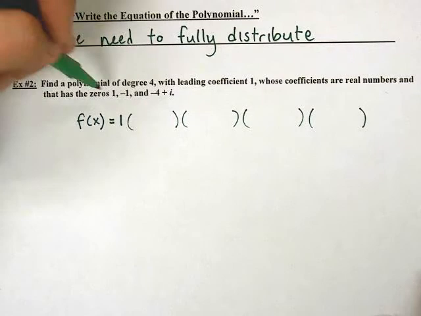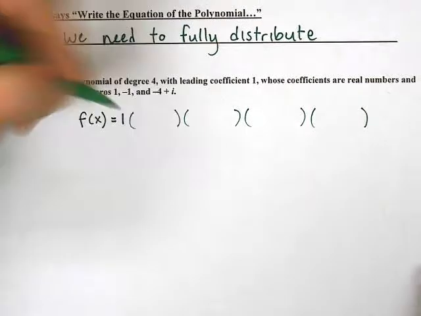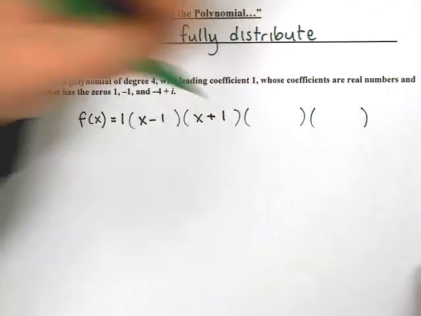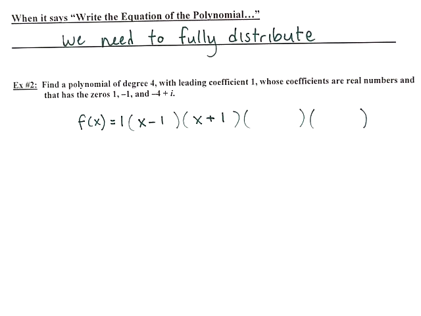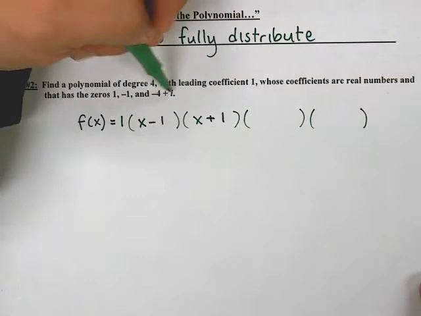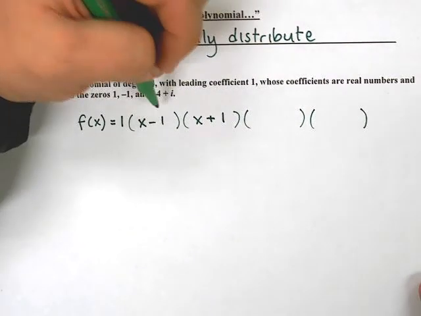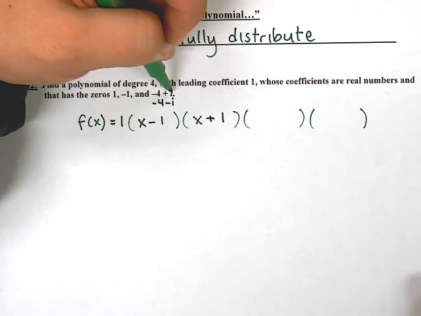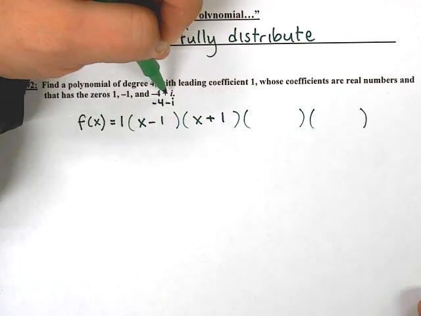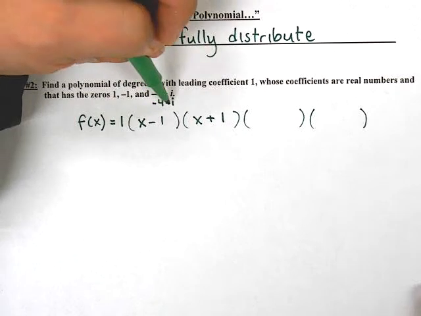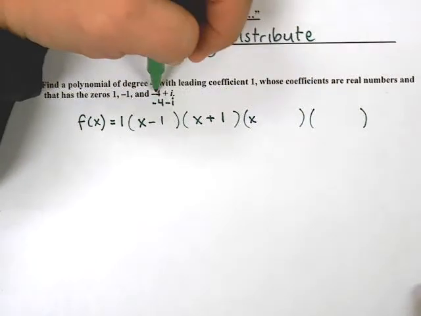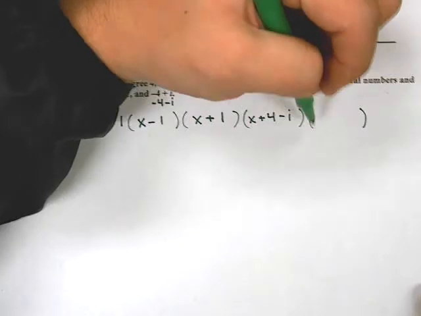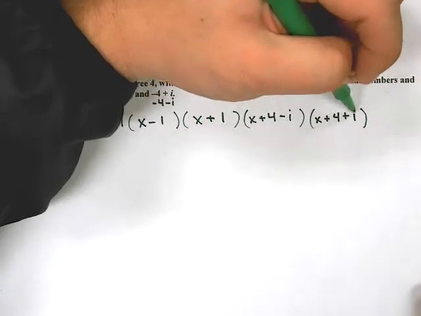What's super easy? We know for sure a 0 of 1 means I have an x minus 1, and a 0 of negative 1 means I have a factor of x plus 1. Now, please remember, this is imaginary. It has a conjugate. That is another 0. Okay, I have a 0 at negative 4 plus i, which means I have to have another 0 at negative 4 minus i. So I write x, change the signs, so plus 4 minus i, and x plus 4 plus i. All right.